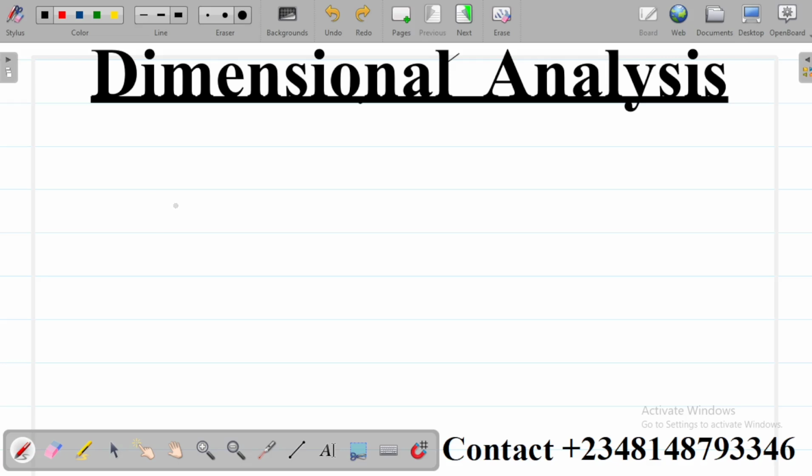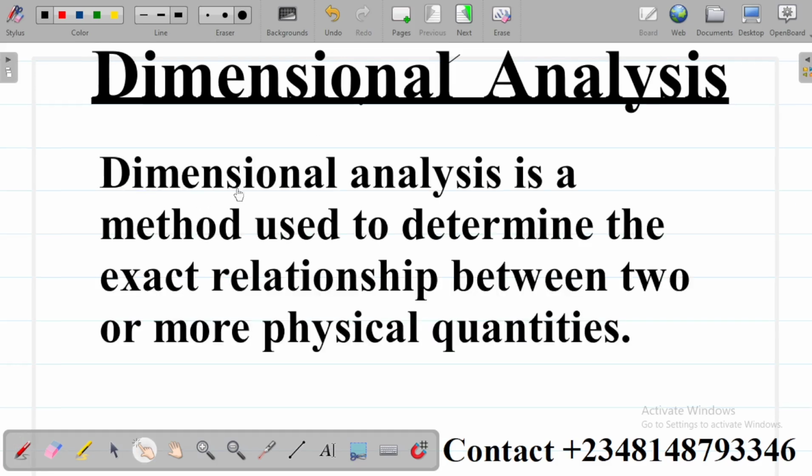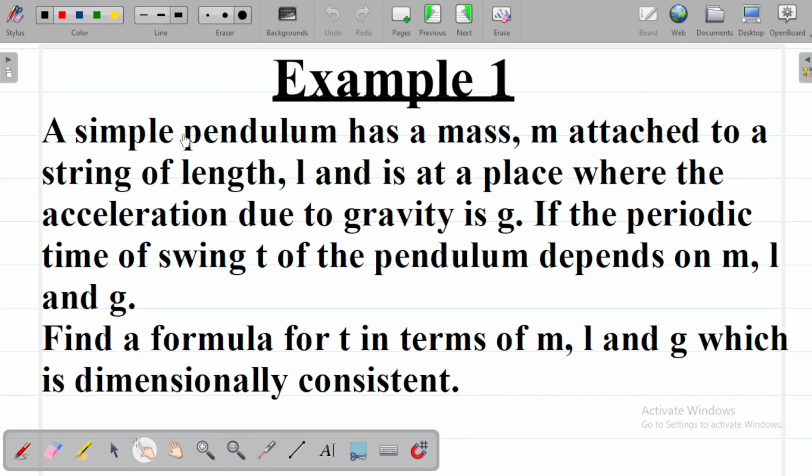In today's class, we'll be dealing with dimensional analysis. What is dimensional analysis? Dimensional analysis is a method used to determine the exact relationship between two or more physical quantities. Alright, let's solve an example.